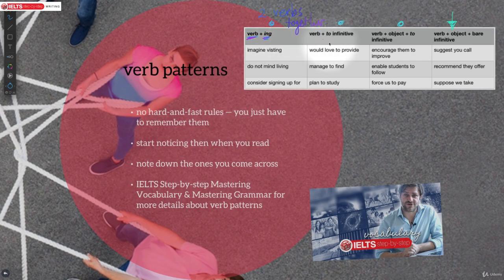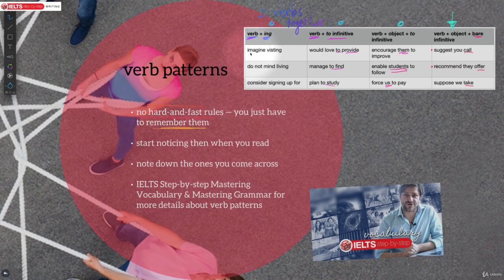So verb plus ing, or verb plus the to infinitive: to provide, to find, to study. And then a verb plus object, like object being them, or people, or students, or me, or us, and then the to infinitive. So similar to this one, except there's an object in it. And then this one with the bare infinitive, as in there's no to here, just the call, offer, take. Okay. And as I said, these three columns are the most common structures that you will find in English, and occasionally you'll find these ones, especially with these two words, suggest and recommend. Okay. But there are no hard and fast rules. There's no set rules for these. You just have to remember these verb patterns.